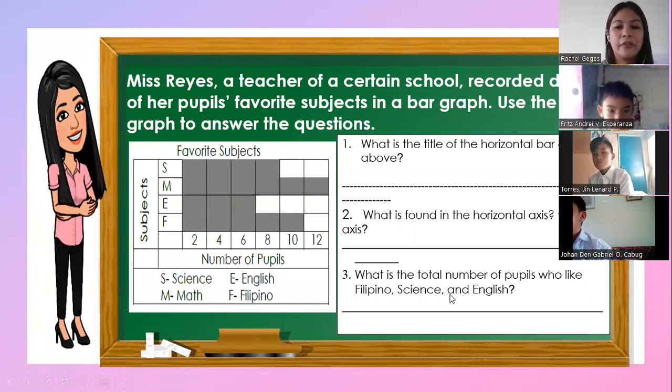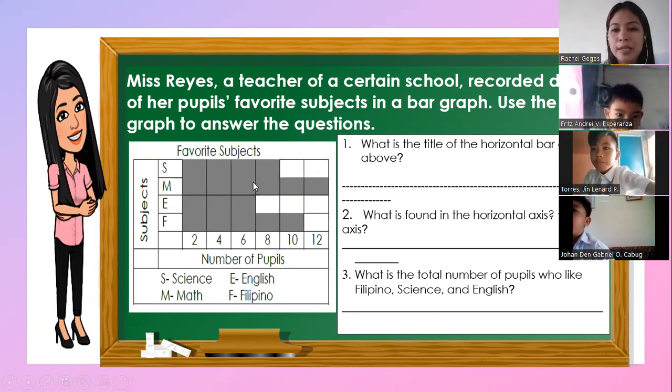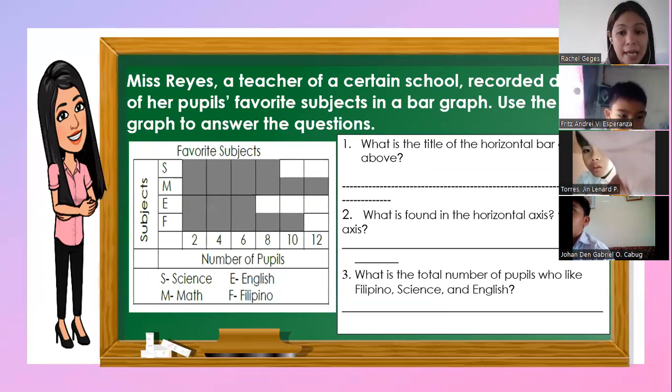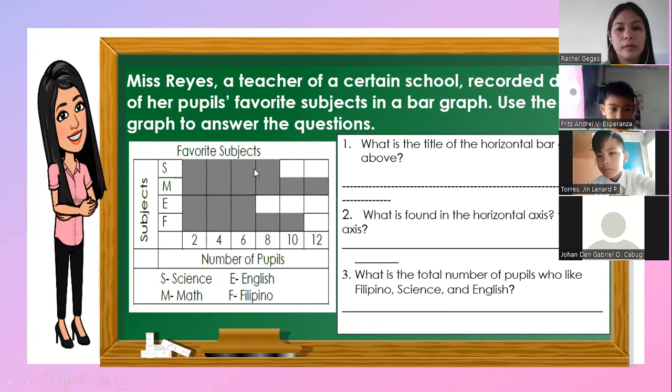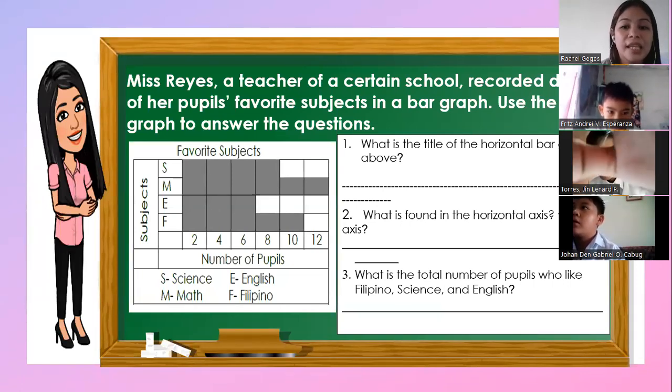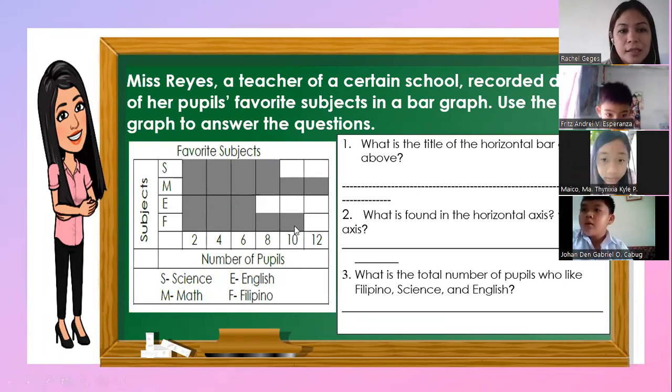What is the total number of pupils who like Filipino, science, and English? So we have here, what is the total number of pupils who like science? 8. How about math? 12. English. 6. Filipino. 10. Now, what is the total number of pupils who like Filipino, science, and English? Excellent. 23 po. Are you sure? So we have Filipino 10. 24 po. Yes. So we have 8 and 6, 24. Okay.